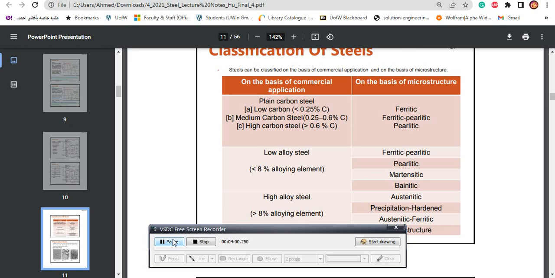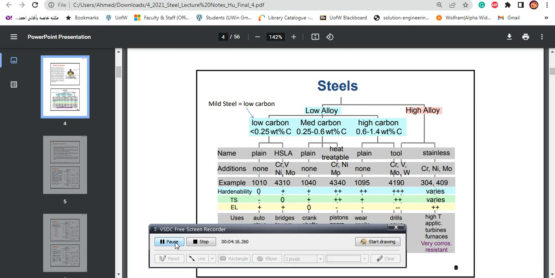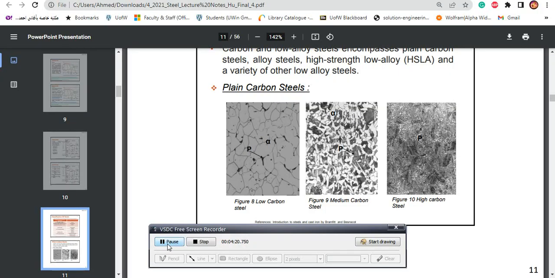عندنا plain carbon steels وأعلى حاجة فيهم بتكون أكتر من 0.6% carbon. عندنا low alloy steels اللي هي أقل من 8% alloying element. عندنا high alloy steels اللي هي أكتر من 8% alloying element. وطبعا الكربون بالنسبة لللو alloy ما يزيدش عن 1.4% weight. عندنا اللو كربون بيكون شبه رمادي مع بعض النقاط البسيطة من الكربون. الميديوم كربون بيكون أبيض والهاي كربون بيكون أغمق بكتير خالص.